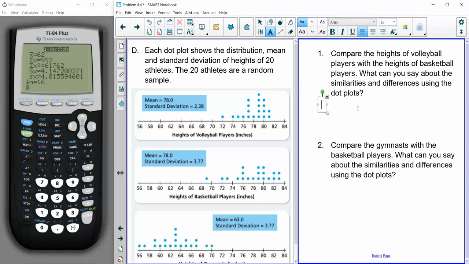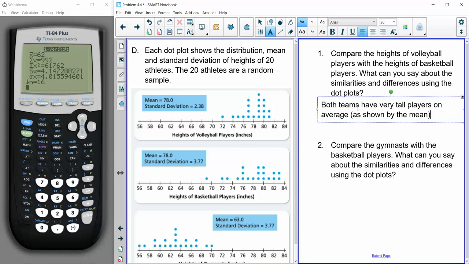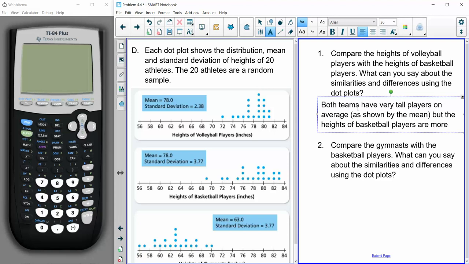So how about this? How about both teams have very tall players on average, as shown by the mean, but the heights of basketball players are more spread out, as shown by the standard deviation. I'll fix this in a second.